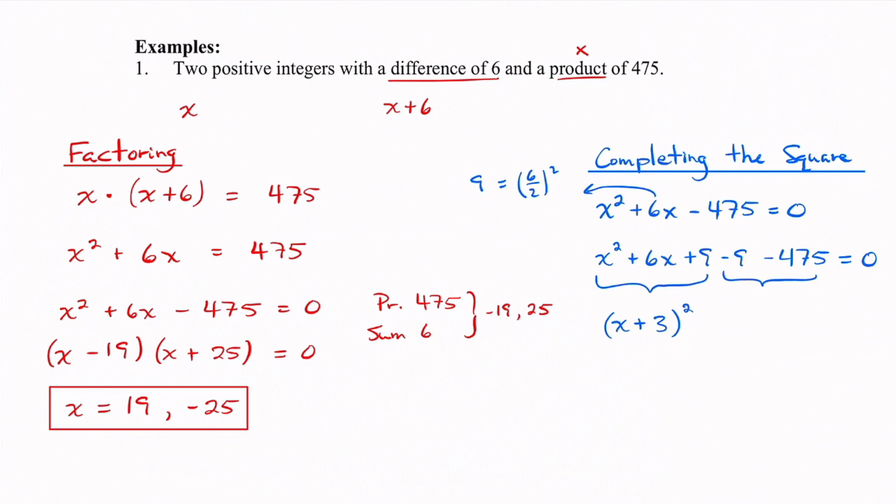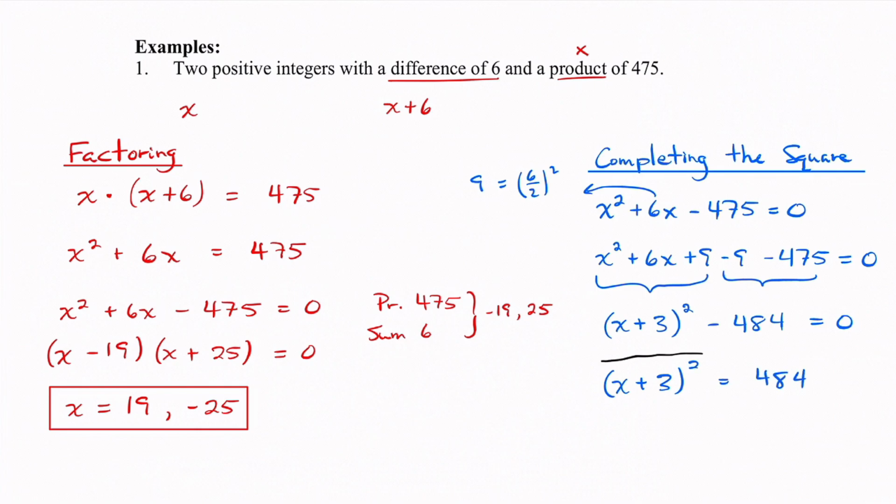So minus 9 and minus 475 gives me minus 484. And then we got our equals 0. Okay, so to solve this, first move the 484 to the other side, or add 484 to both sides. So I got x plus 3 squared equals 484.